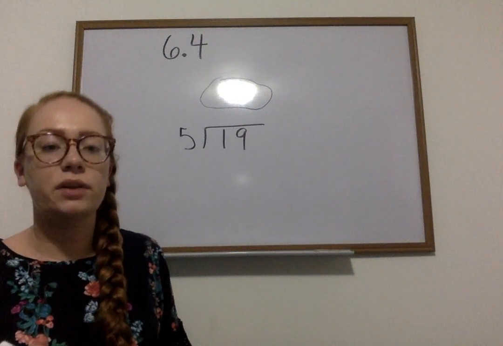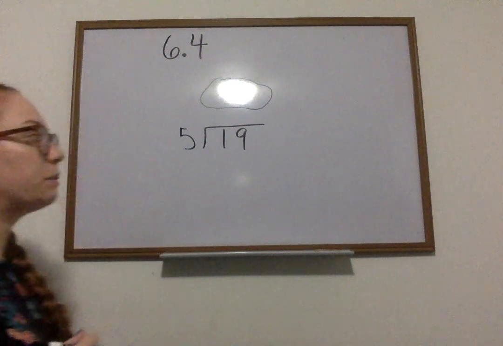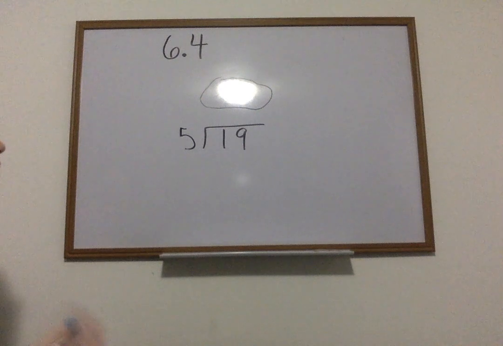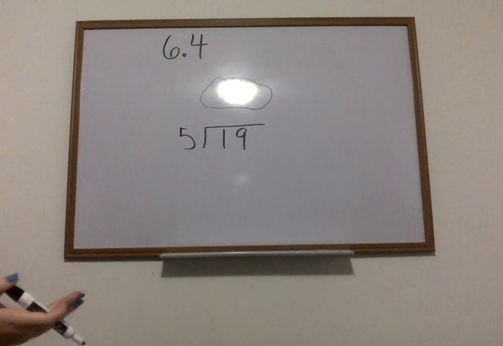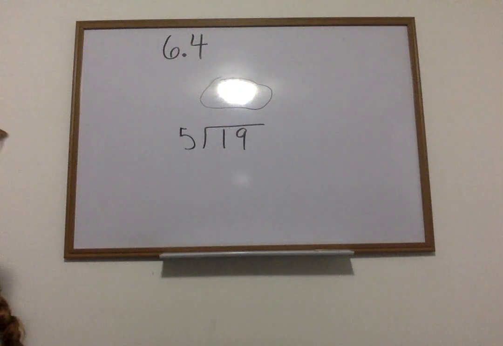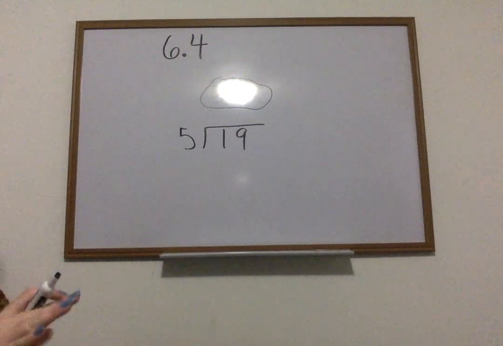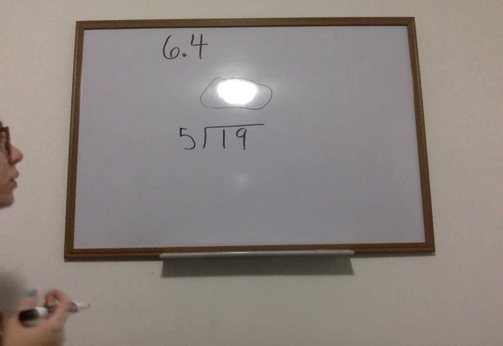Hey guys, this video is for 6.4. In 6.4, we are dividing with decimals. So for this first example, you see, how many times can 5 go into 19? There's no decimal here, but don't worry, it's coming. You'll see it as we go through.